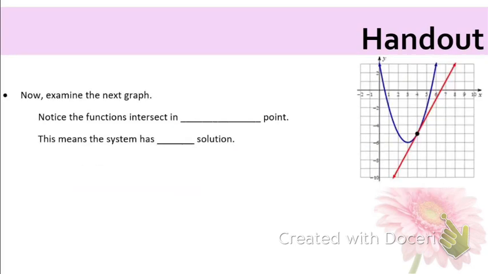These intersect how many places? 1. So it has how many solutions? 1. Right here. That one looks nicer. What is the solution there? 4, negative 5.